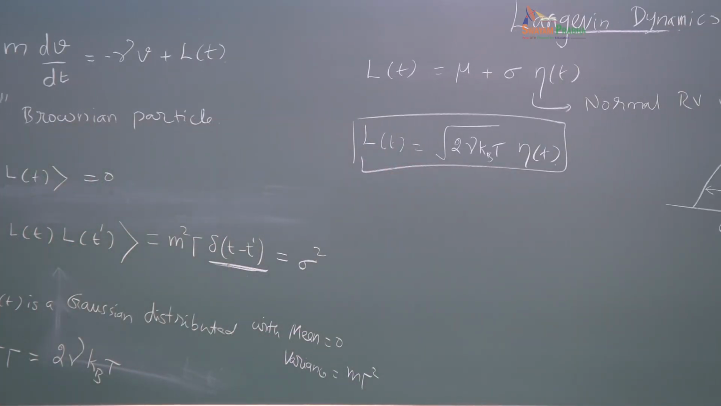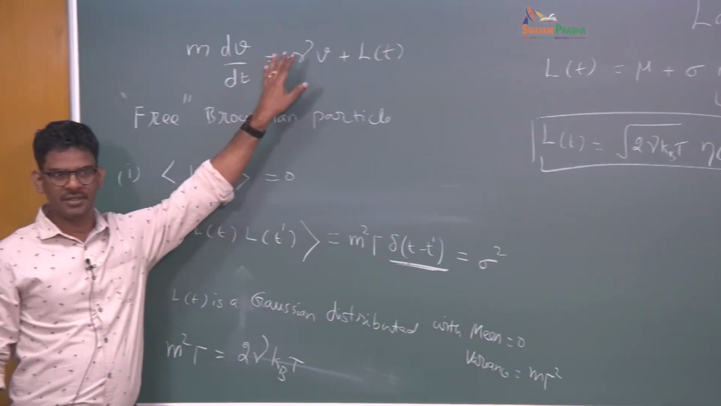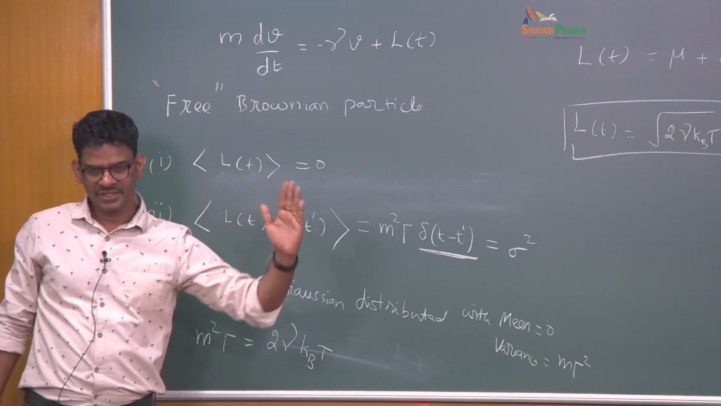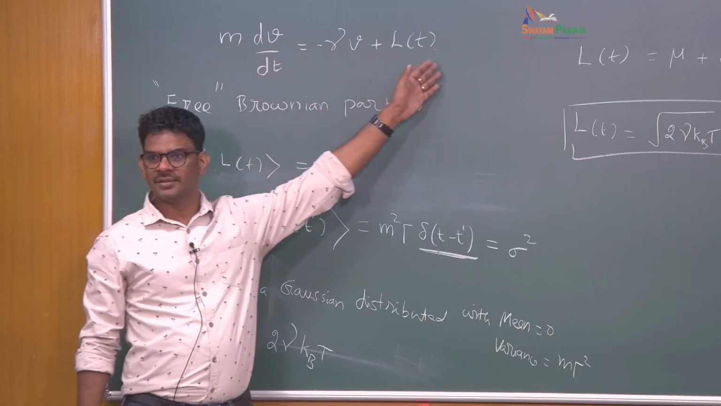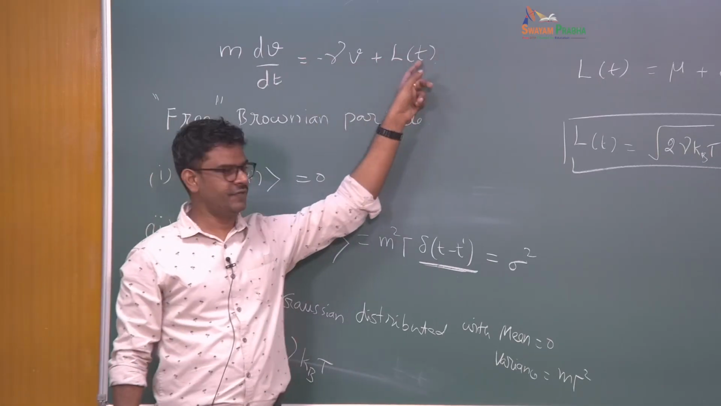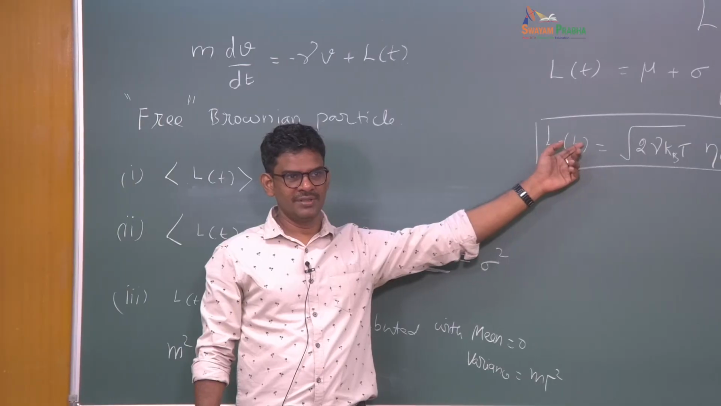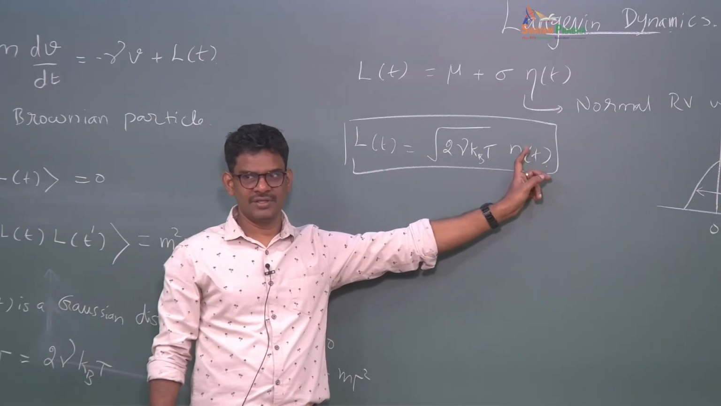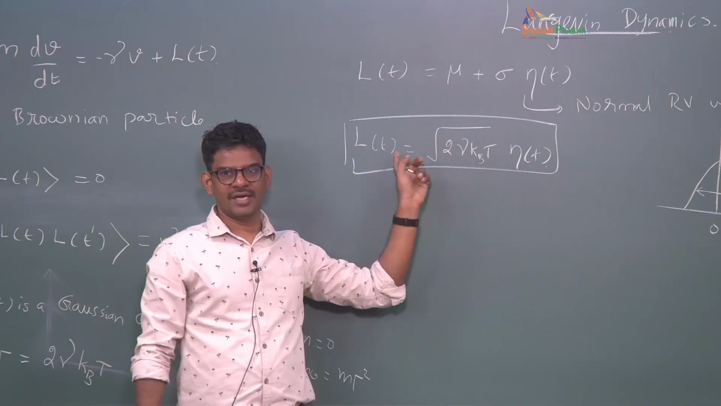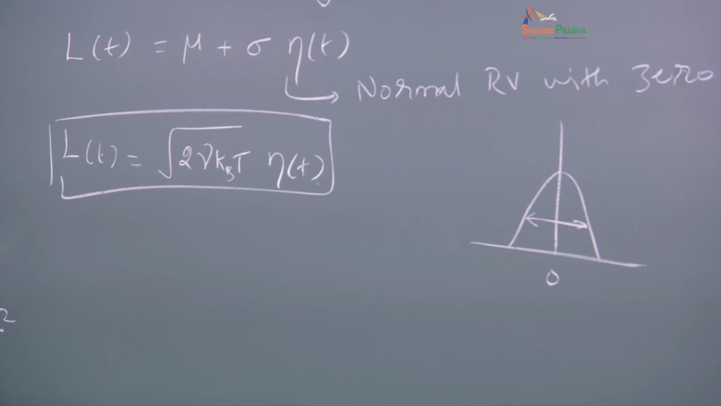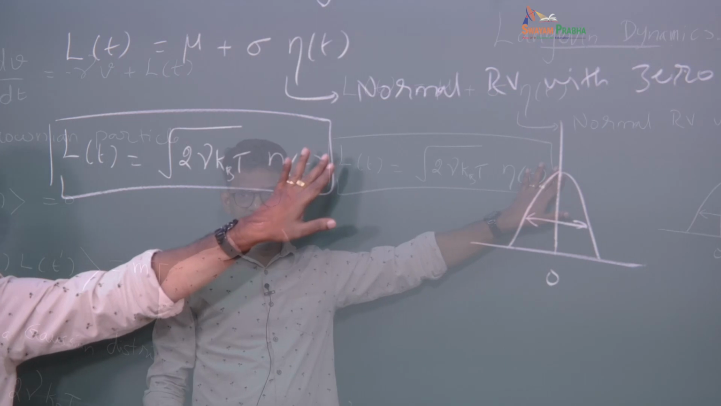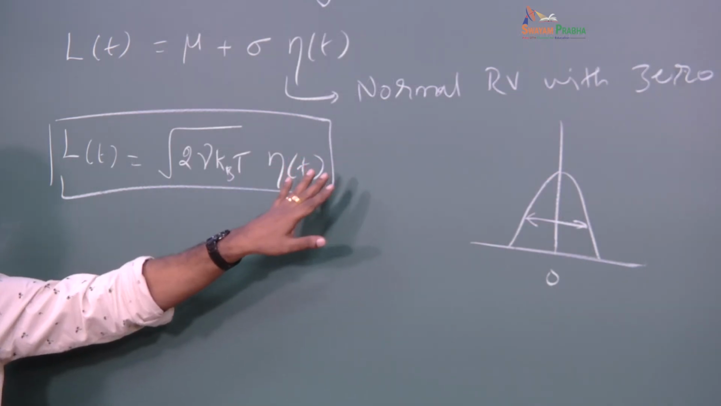So what we are saying is, if you want to numerically simulate this trajectory or this equation, at any time you are going to discretize your time. At each of these times you are going to calculate all these parts, and whenever you want to calculate this L of t, you would generate a random variable, which is eta of t, a normal random variate, and then multiply by this prefactor. Then you would have generated an instantaneous force.